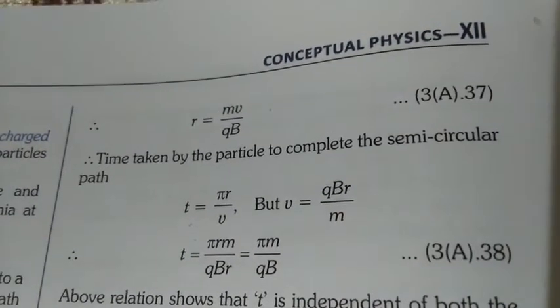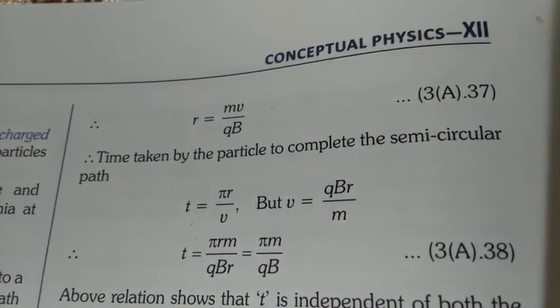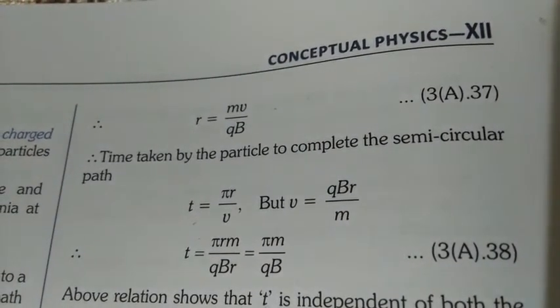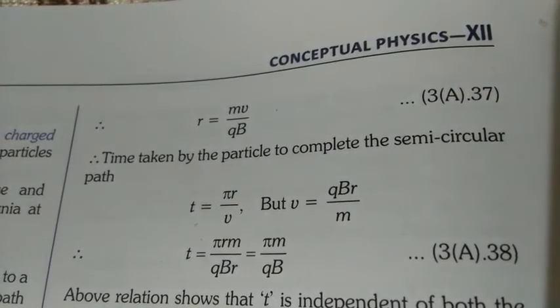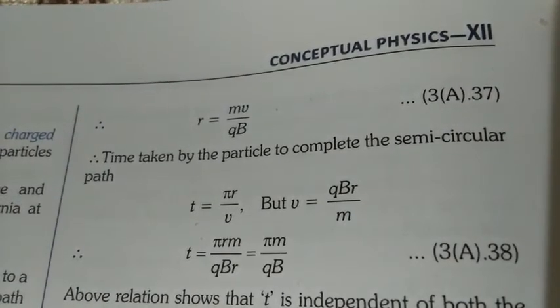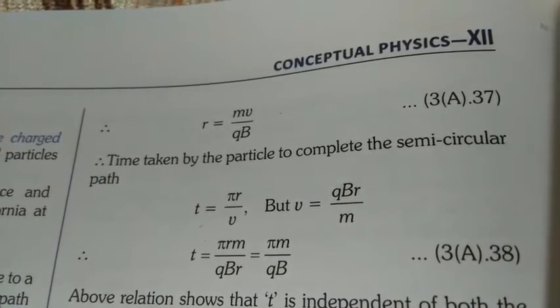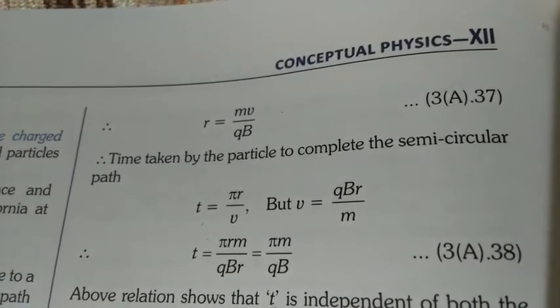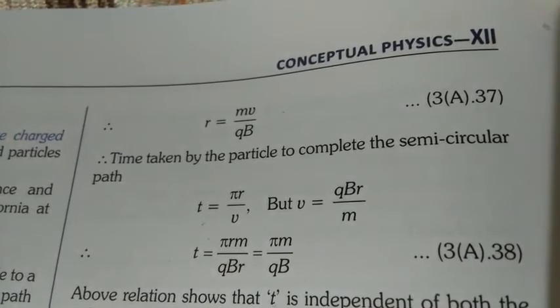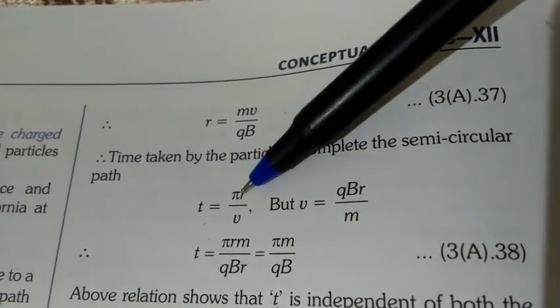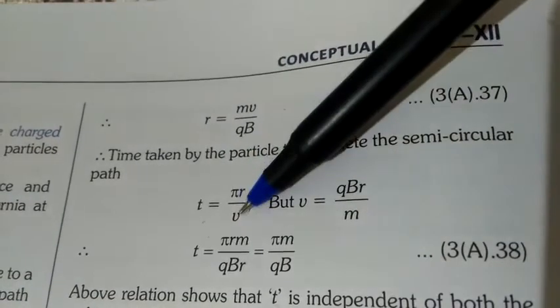Now, the time taken by the particle to complete the semicircular path. When the particle is moving in a circular path, its total path is given by the perimeter of the circle, that is 2πr. When we are discussing a semicircle, the total path will be 2πr upon 2, half of the 2πr. So the 2 gets cancelled and we have πr. So the total distance is πr in the semicircle, and velocity is v.